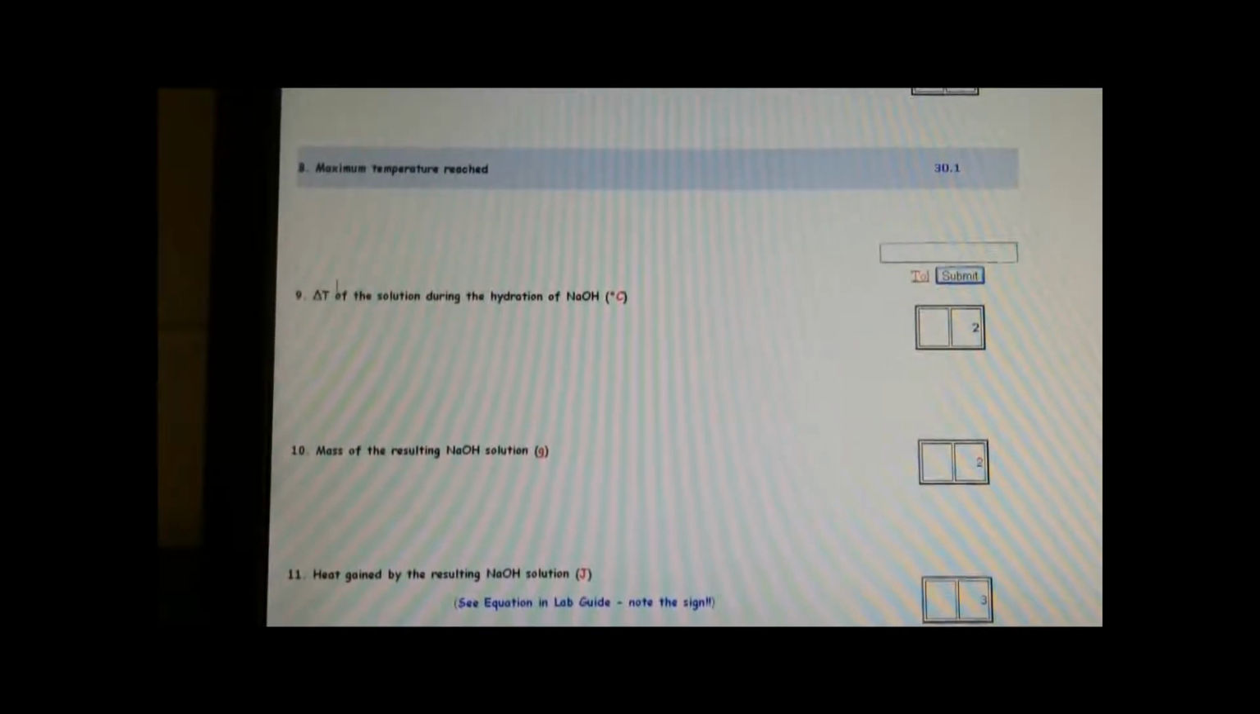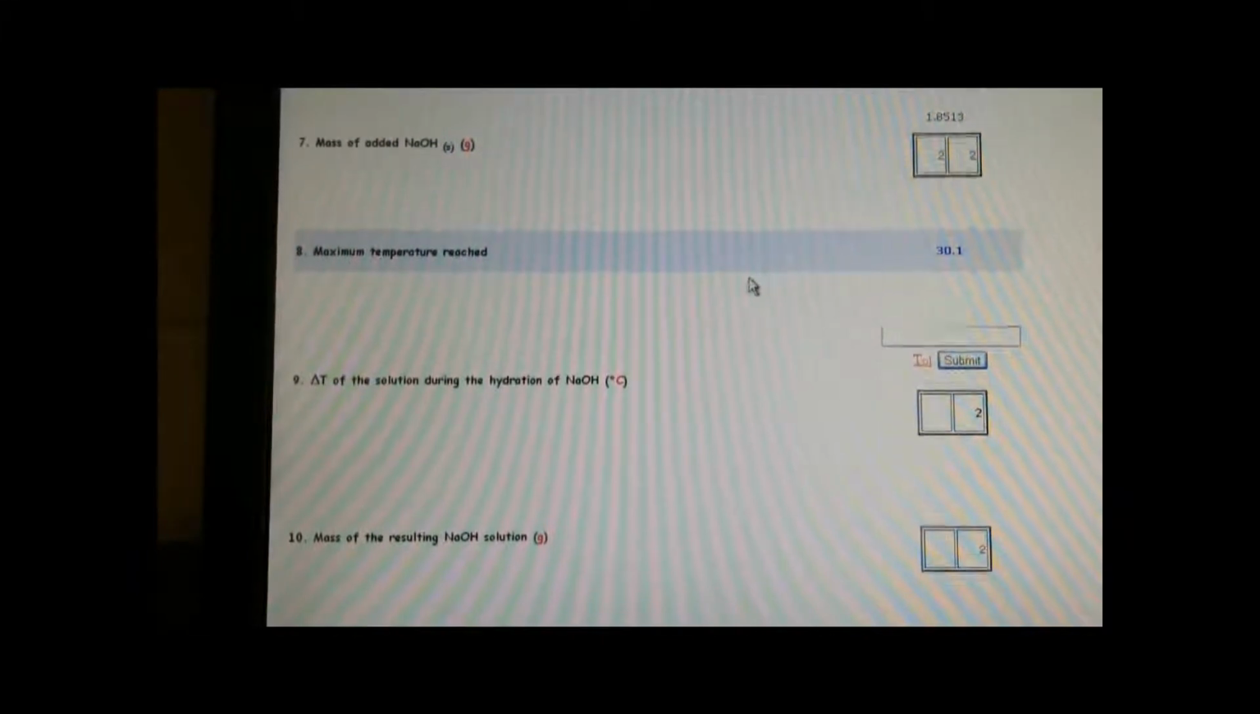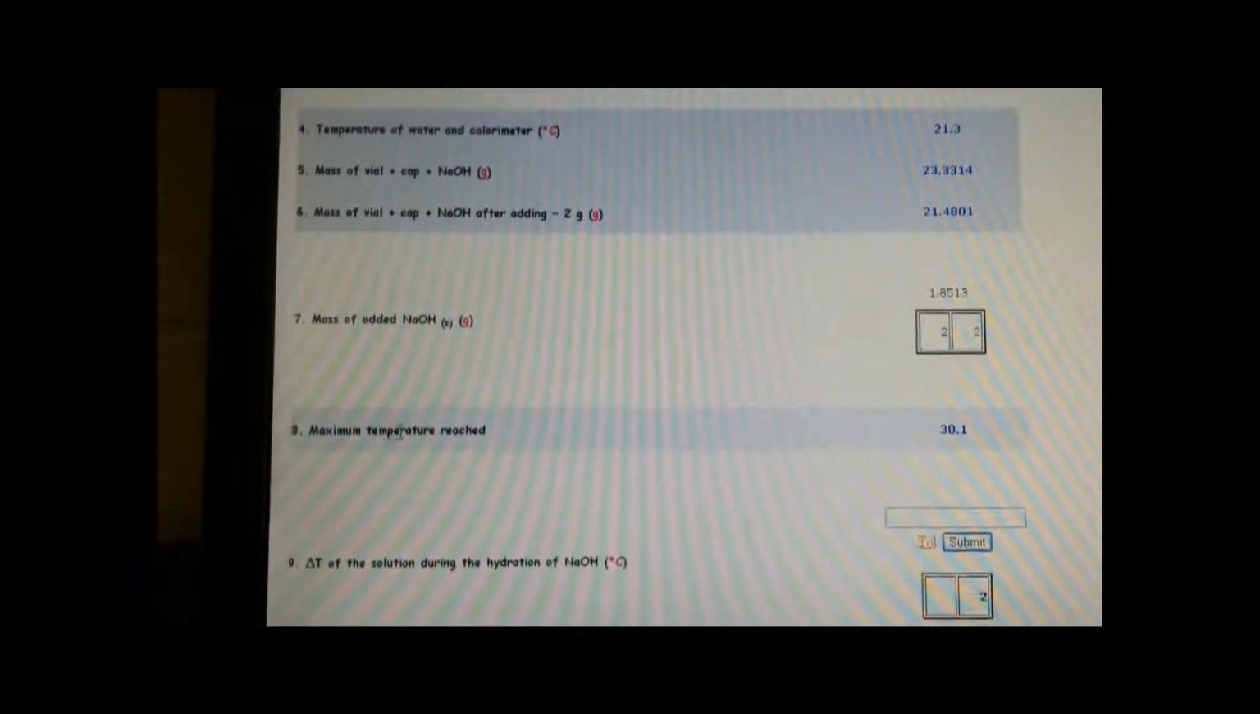Likewise, the delta T, again, that's the difference in temperature. So we have the maximum temperature, 30.1, and the initial temperature of the water in the calorimeter at 21.3. We can subtract those two, and that gives us the temperature change. In my case, 8.8 degrees.